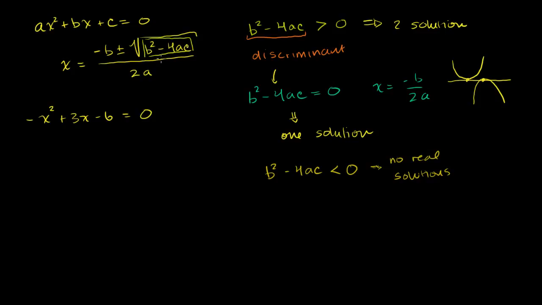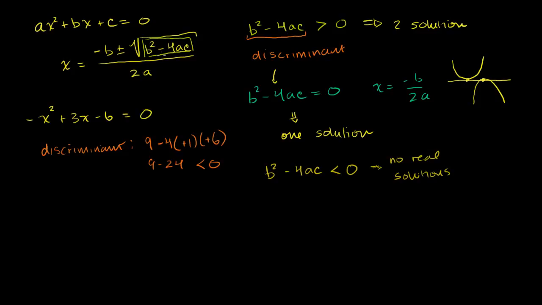I can just look at b squared minus 4ac. So the discriminant here is what? B squared is 9 minus 4 times a, negative 1, times c, which is negative 6. So what is this equal to? This negative and that negative cancel out, but we still have that negative out there. So it's 9 minus 4 times 6. This is 9 minus 24, which is less than 0.